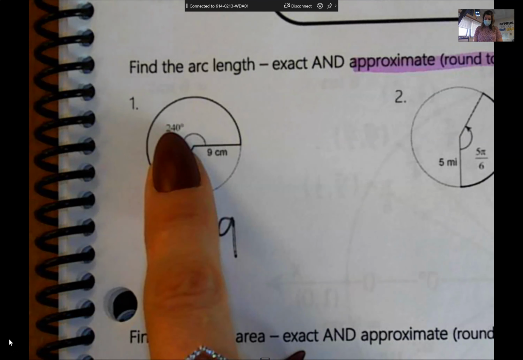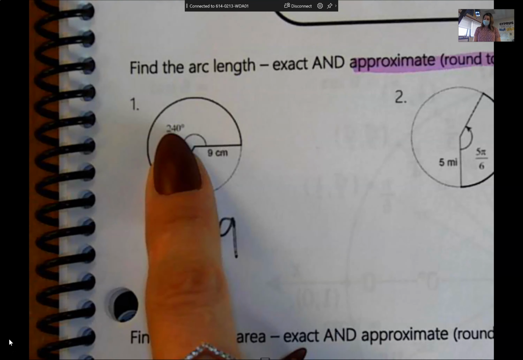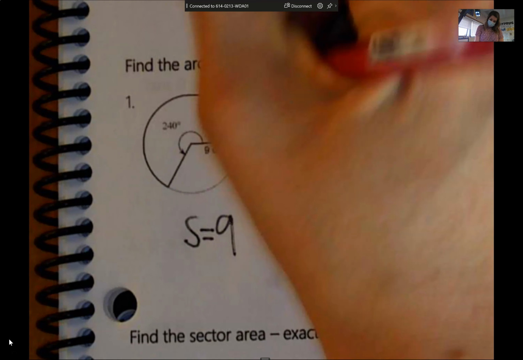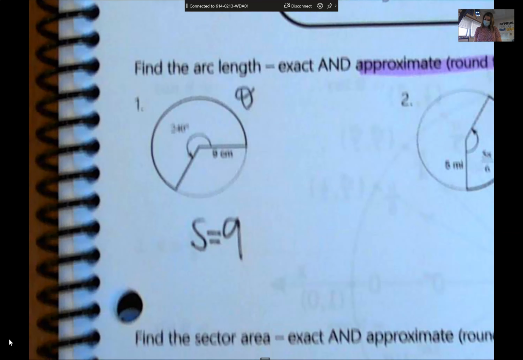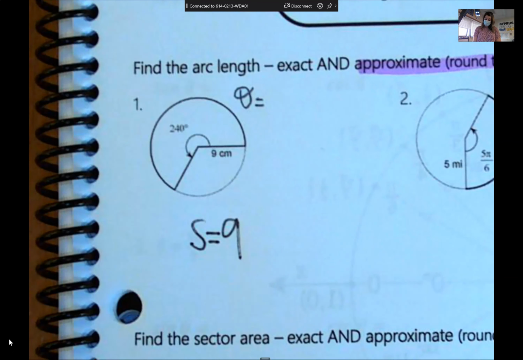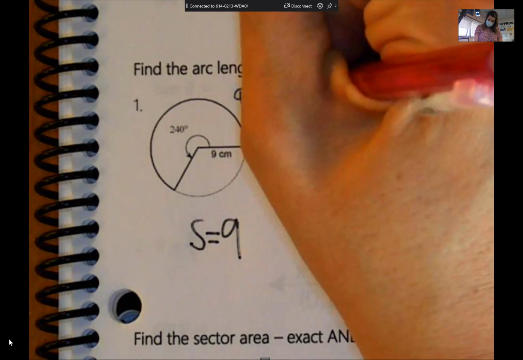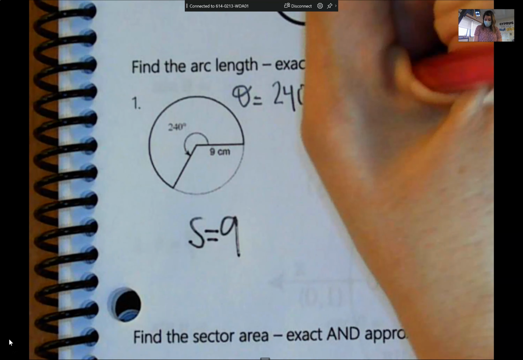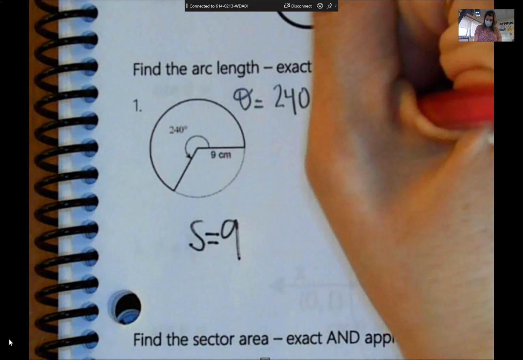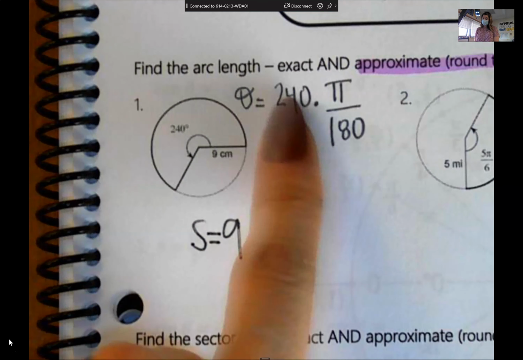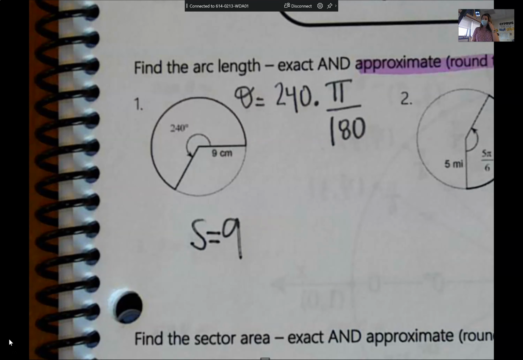But this is in degrees. So we're going to take theta. I'm going to write this in pencil. We're going to say theta equals 240 multiplied by pi over 180, because if we're using radians, it has to have pi in our angle measure.